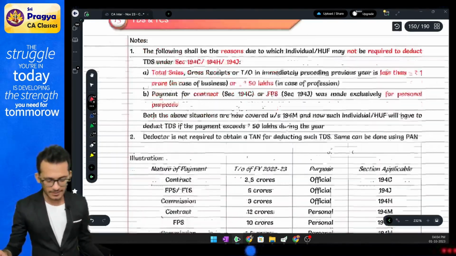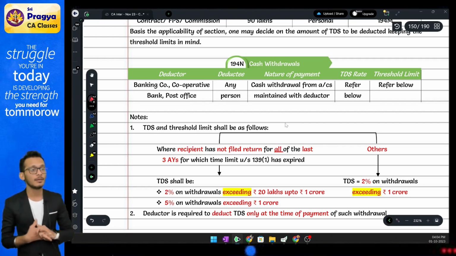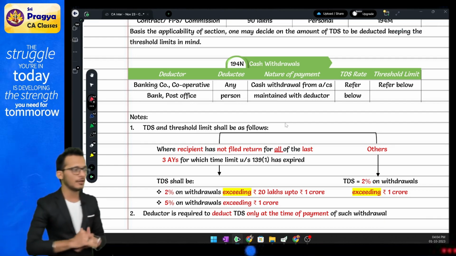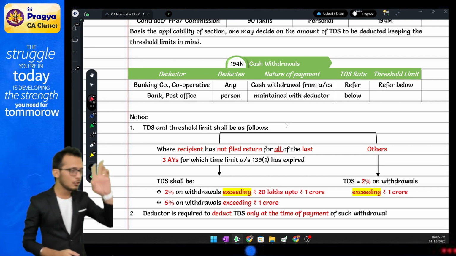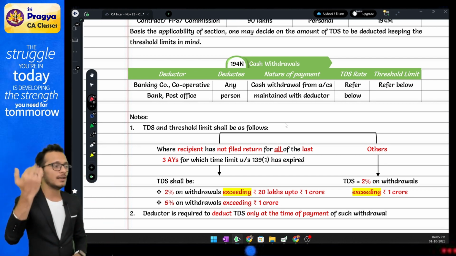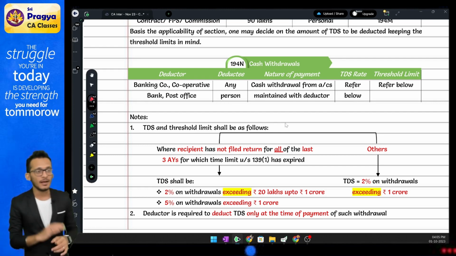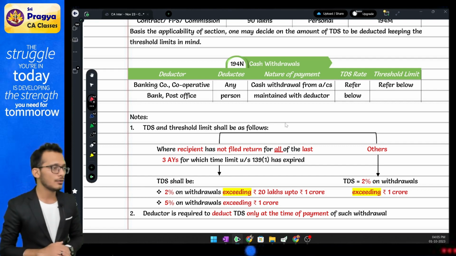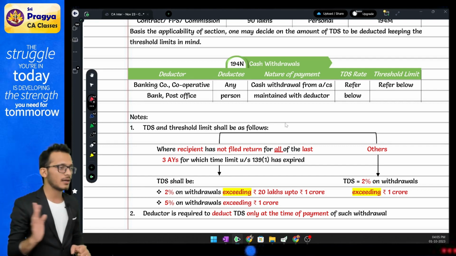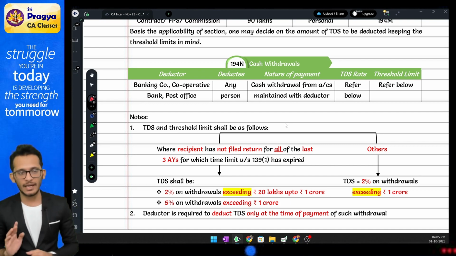194N basically comes and says that if you are planning to withdraw cash from a bank, you have to deduct TDS at the rate of 2% on a payment more than 1 crore. Please understand, this is the first section where up to 1 crore no TDS, above 1 crore 2%. So if you withdraw 2 crores, above 1 crore you have to deduct TDS at the rate of 2%. Who will deduct? Bank will deduct the TDS.